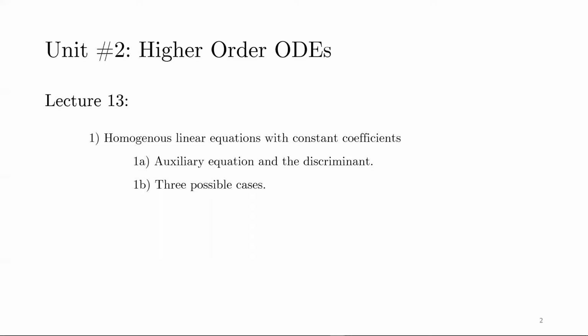We're going to learn about something called the auxiliary equation and the discriminant, and we're also going to learn about 3 possible cases, which will give 3 possible solutions. I think we'll get through about 2 of these in this class, and we'll save the third one for tomorrow's class, for lecture 14.